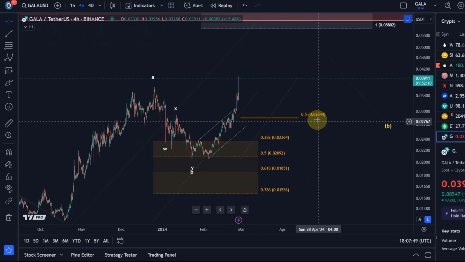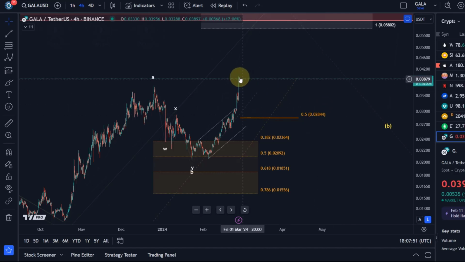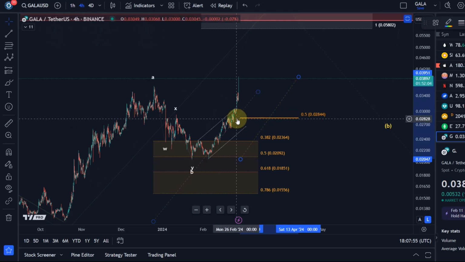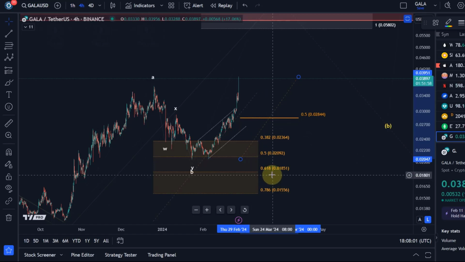But the support is 2.84 cents at the moment. It will have to be adjusted together with the price. So as the price climbs higher, this support level goes higher as well. It's basically the line in the sand between bullish momentum and bearish momentum.